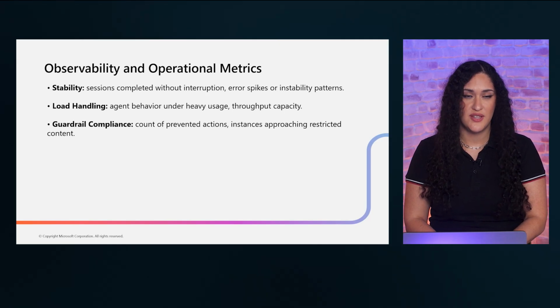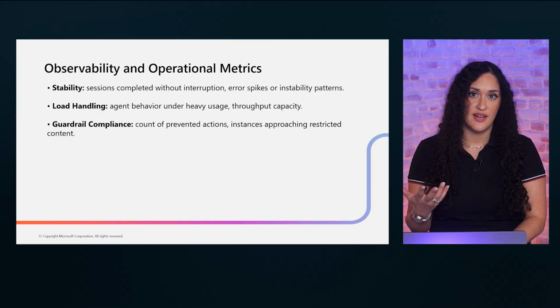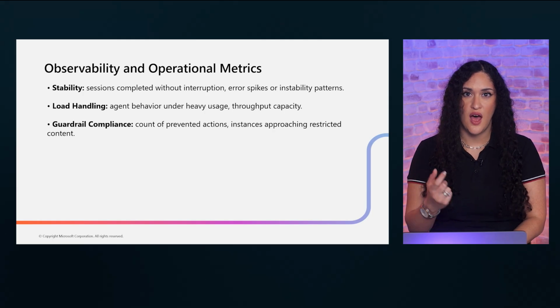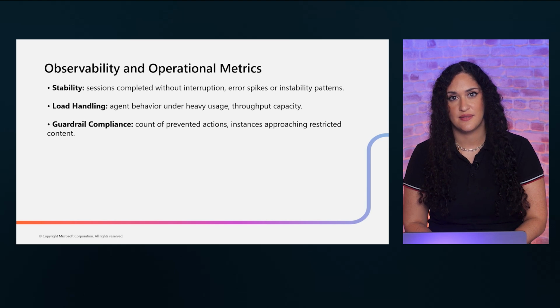Observability and operational metrics keep your agent healthy in production. Stability measures how many sessions complete without interruption, and whether you're seeing error spikes or instability patterns. Load handling evaluates how the agent behaves under heavy usage and what your throughput capacity actually is.